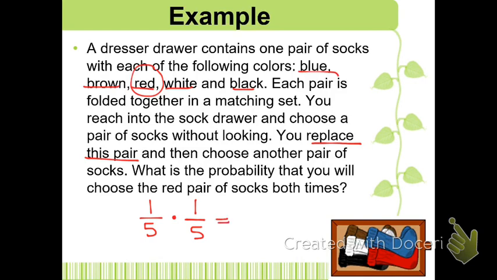Recall that we multiply fractions straight across the top and straight across the bottom. 1 times 1 is 1, 5 times 5 is 25. So the probability of drawing one pair of socks, putting it back in, and drawing a second pair of socks, and both times getting the red pair, that's 1 out of 25.